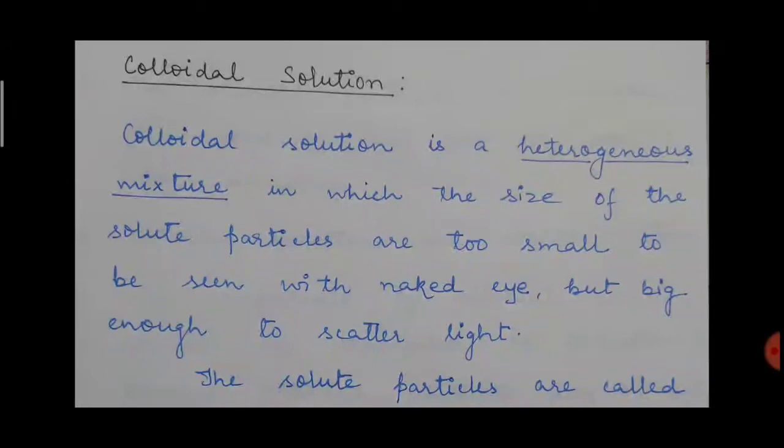Welcome everyone. Today we will discuss colloidal solution. First of all, its definition.